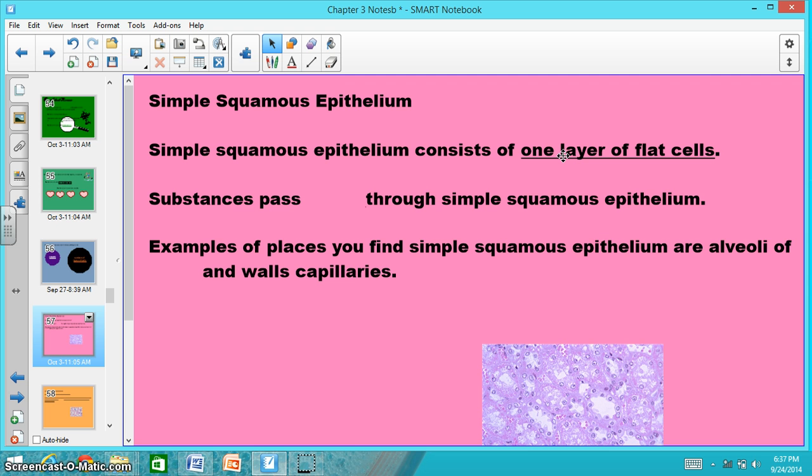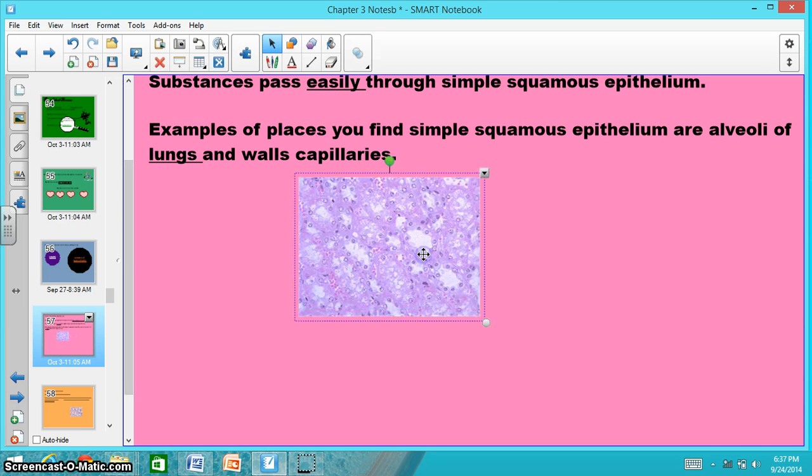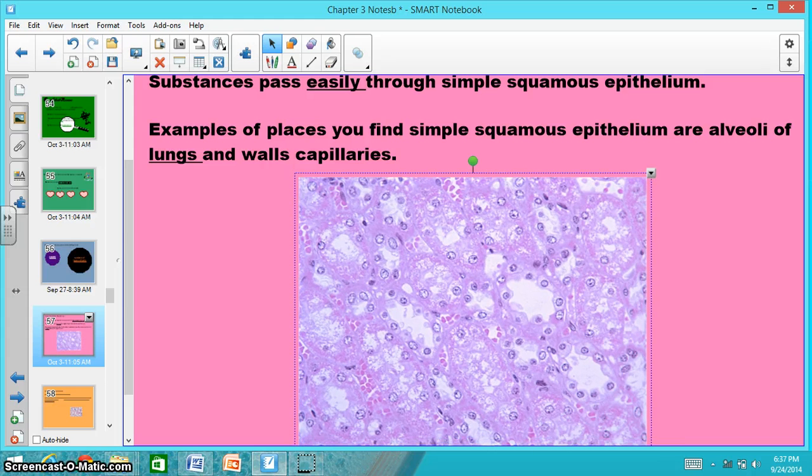And because it's made up of one layer of these thin, flat cells, it's very easy for substances to pass or diffuse through the simple squamous epithelium. So places that you're going to find them would be within your lungs and in the walls of your capillaries. When you look at these slides under the microscope for simple squamous, hopefully you will see something that looks like this. So what you're looking for right there, as I circle it, is your simple squamous epithelium.